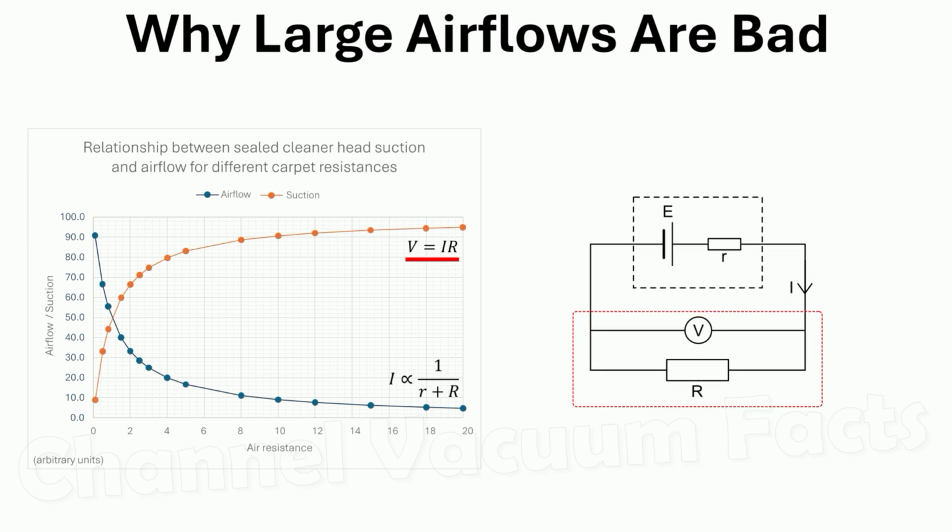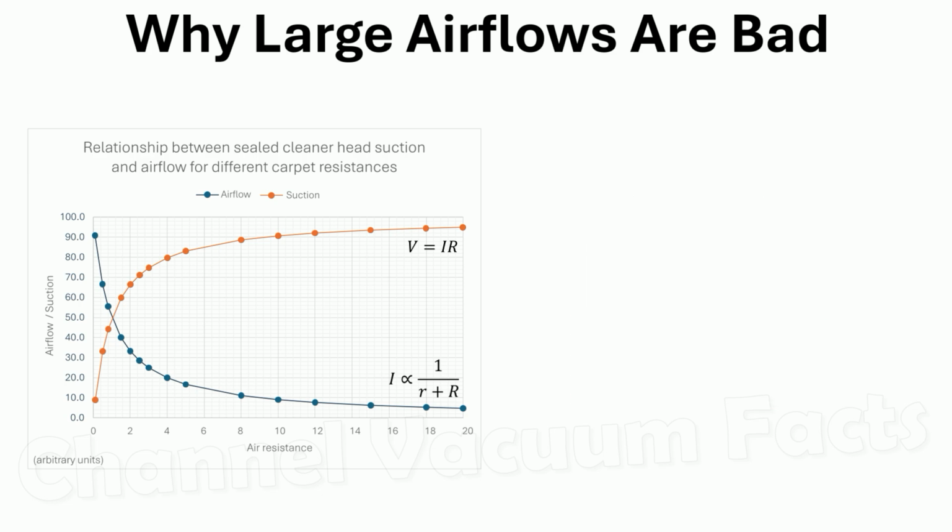You can then apply Ohm's law to the external resistance to find the corresponding suction at the cleaner head, and plot that as well for different air resistance values, i.e. flooring types. The benefit of these plots is that they show exactly why large airflows are bad. When air resistance drops on some floor types, such as loose shaggy rugs, then hugely greater airflows occur. As the airflow into the head increases, the suction correspondingly decreases, as the maths clearly shows.